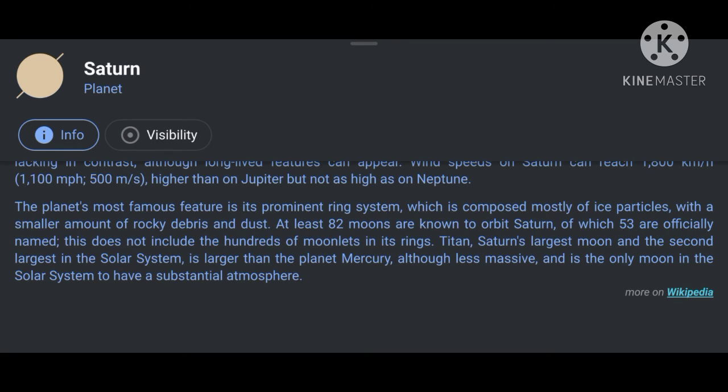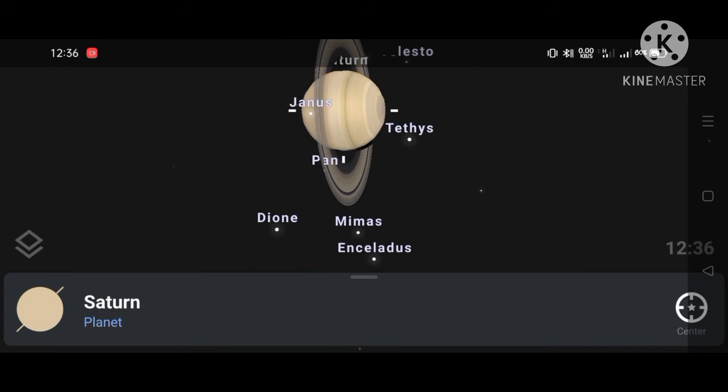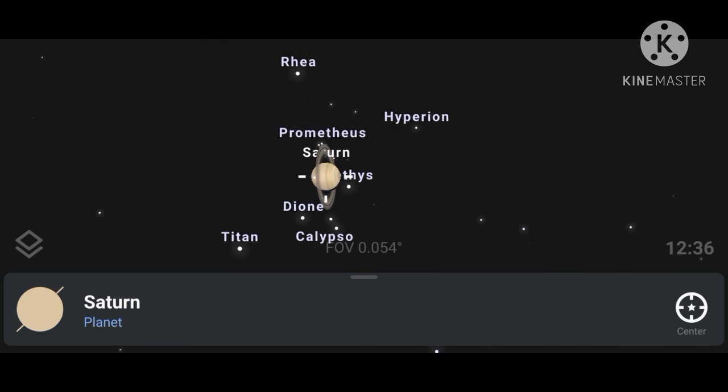53 of its moons are officially named, and Titan is one of the largest moons and the 2nd largest in the solar system, after Ganymede and larger than Mercury. Titan is the only moon in the solar system to have a substantial atmosphere, which is similar to the Earth's.